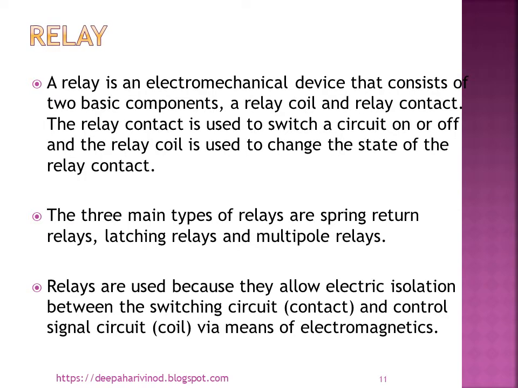Now coming to the relay. What is a relay? A relay is an electromechanical device that consists of two basic components, a relay coil and a relay contact. The relay contact is used to switch a circuit on or off, and the relay coil is used to change the state of the relay contact. The three main types of relays are spring return relay, latching relay and multiple pole relays. Relays are used because they allow electrical isolation between the switching circuit, that is the contact, and the control signal circuit, that is the coil, by means of electromagnetics.